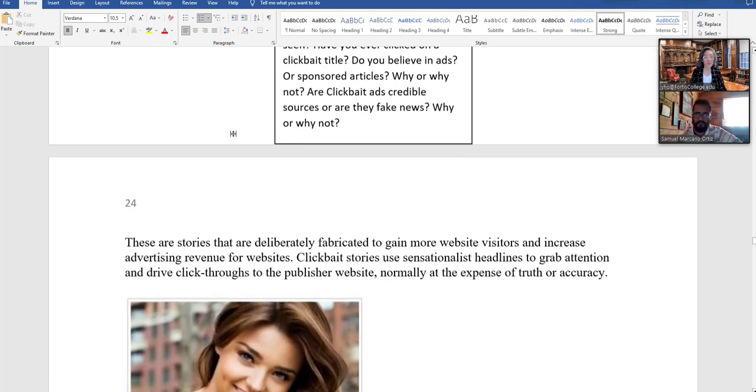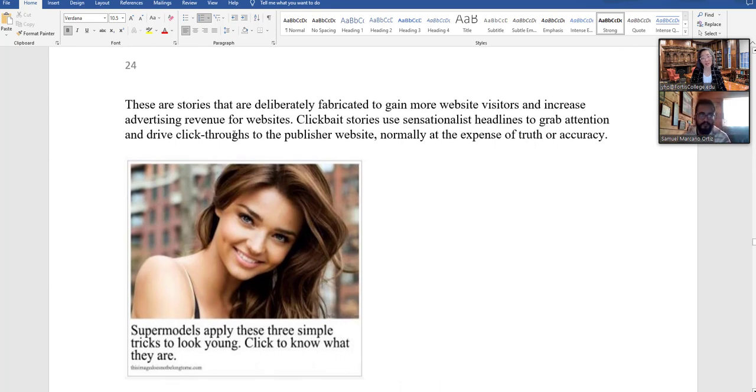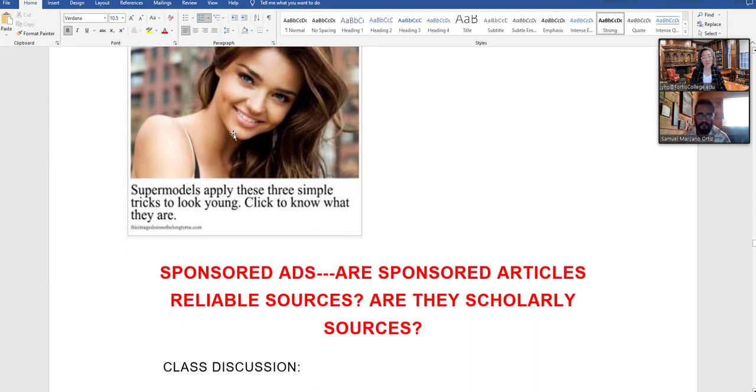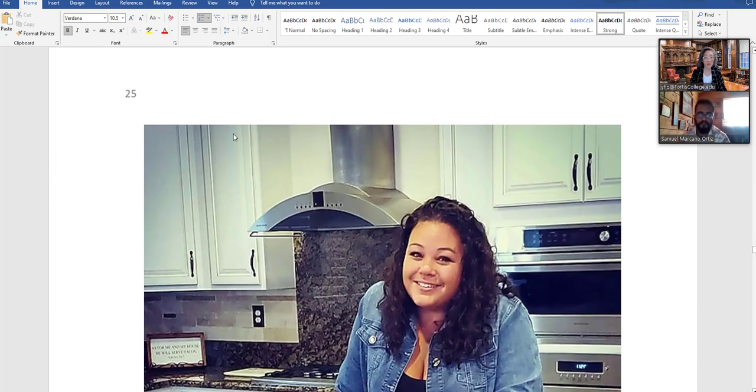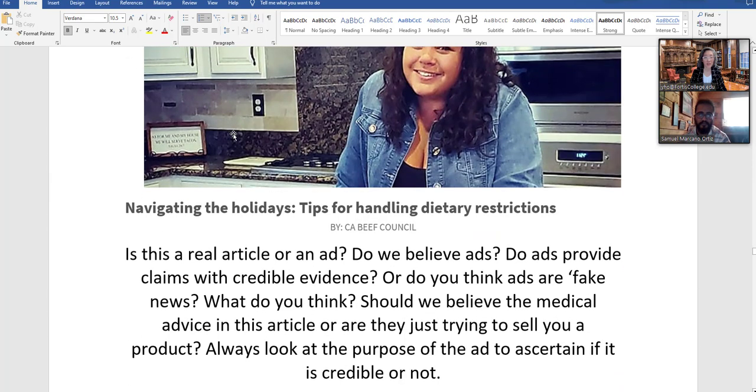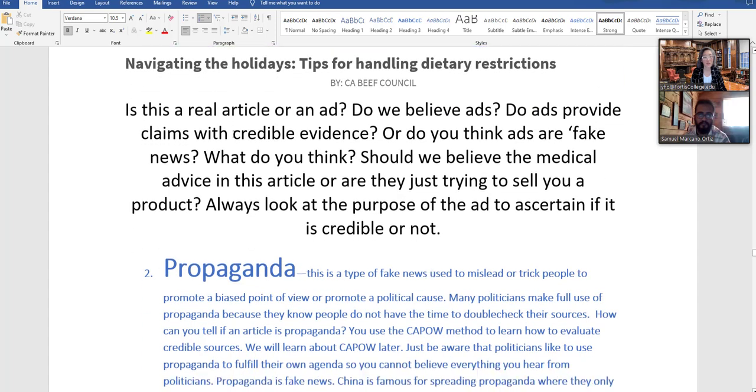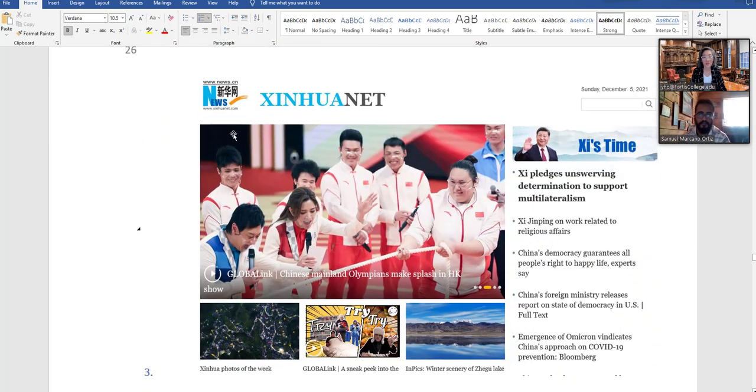So here are some examples. That's a clickbait for guys, okay? So that's what a guy would go for. Sponsored ads might look like this, okay? This is an ad, and so we don't believe in sponsored ads. Propaganda would look something like this.